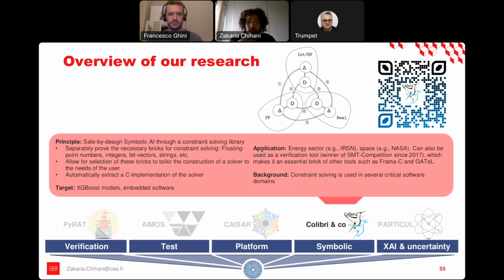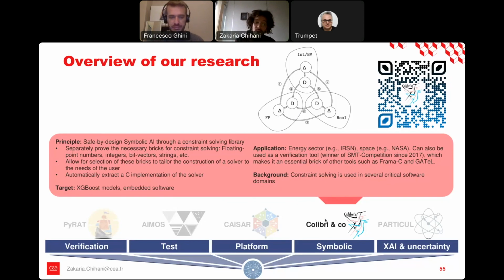Now for symbolic AI, I'm going to move quickly on it. What I will say is that the Colibri and Co, it's called Colibri and Co because it's a suite. There's the Colibri tool that stands for Constraint Library, which is a constraint solver, so symbolic AI, that gave rise to two other tools. And one of them is Colibrix for certified solver. And the principle of Colibrix is rather elegant.